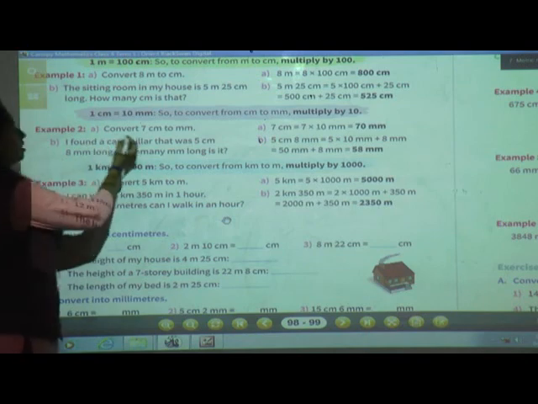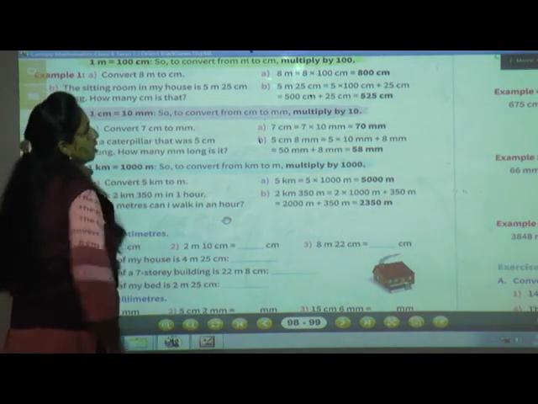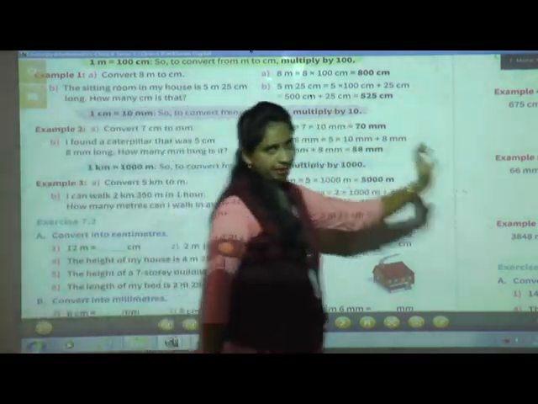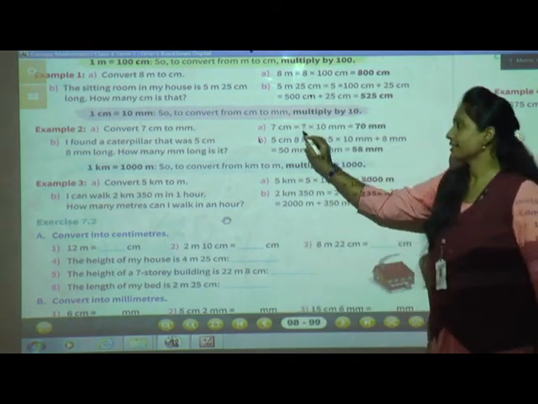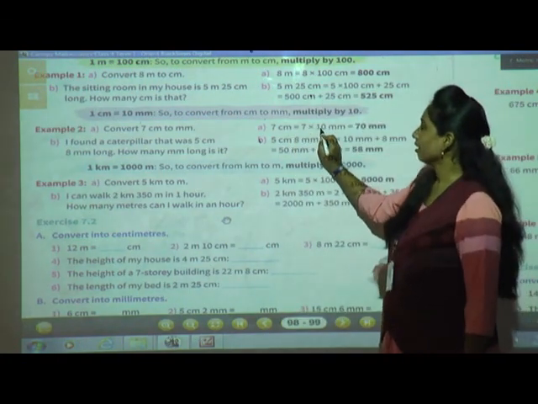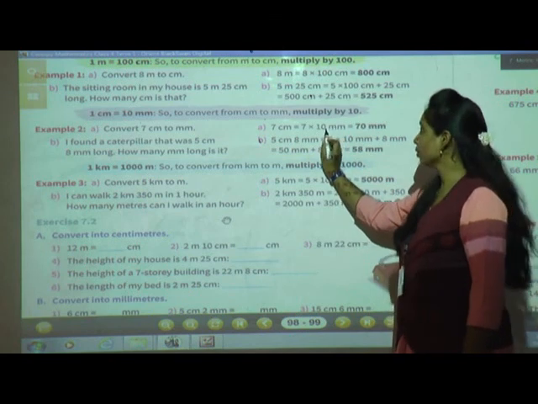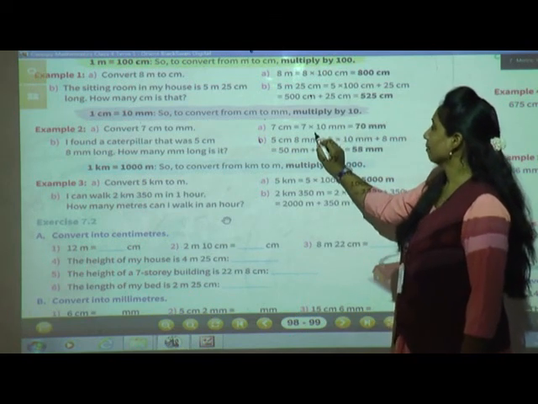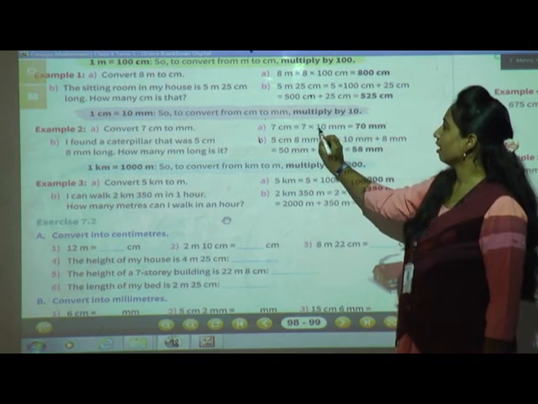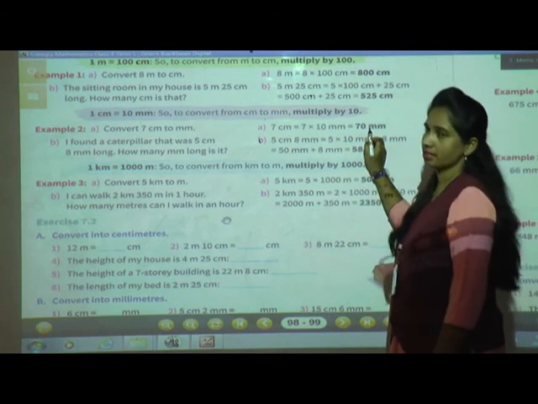Convert 7 centimeter to mm. So what we have to do? Multiply by 10. So write 7 cm. If we are converting into mm, multiply by 10. So 7 tens are 70.